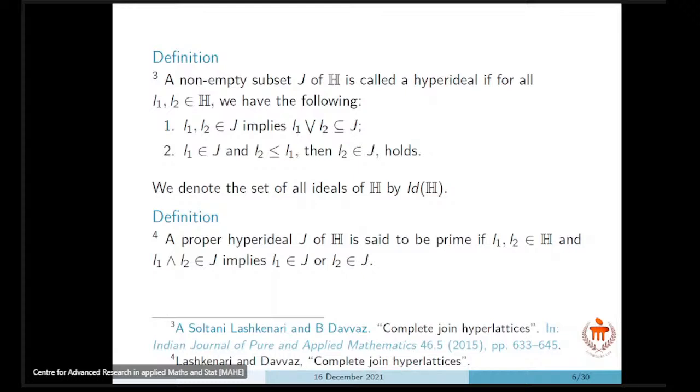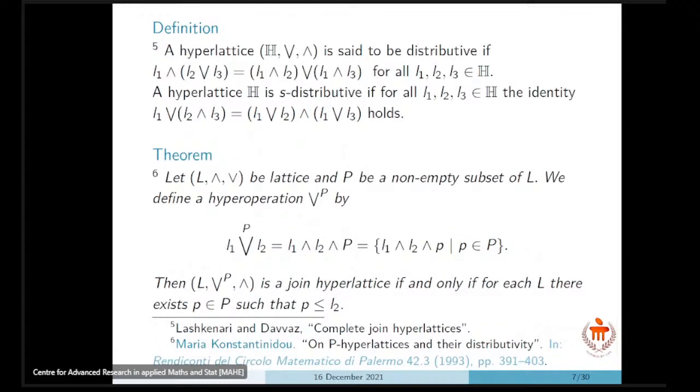Next, we can see the conditions for a hyperideal to be prime. If L1, L2 belong to H such that their meet is in the ideal J, then either L1 belongs to J or L2 belongs to J. If this is satisfied, then we call such an ideal a prime hyperideal.